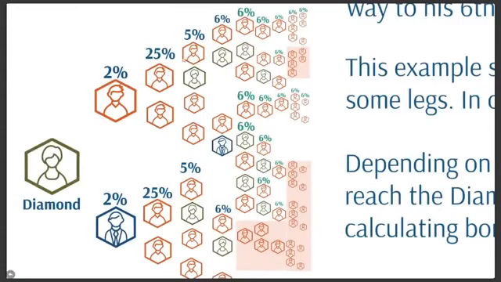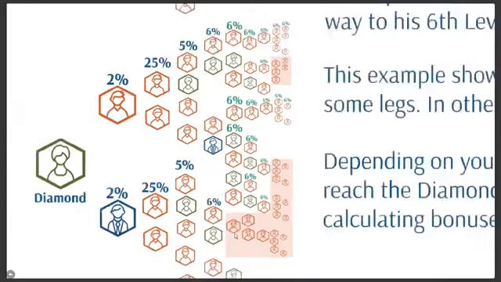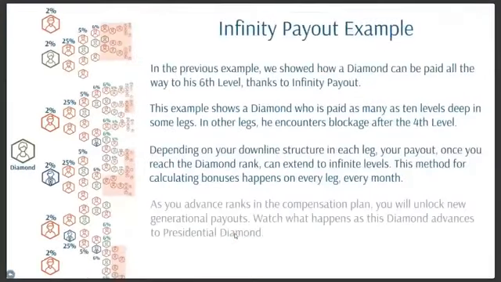So again, like I said, nobody here to block, right? And so it's going to go as deep as the organization goes. But over here where you have a presidential diamond or diamonds in these downline organizations, they're going to experience some blockage a little bit earlier on. But that's not the end of the world. You're getting Infinity Payout in a lot of your organization. And as you rank advance in the compensation plan, you're actually going to be able to unlock new generational payouts.